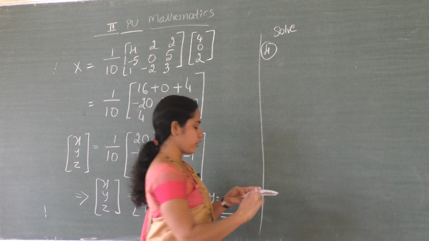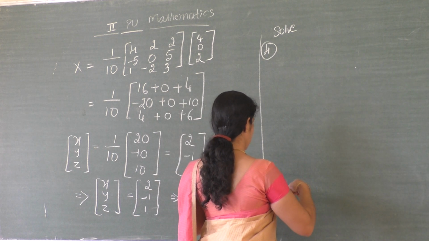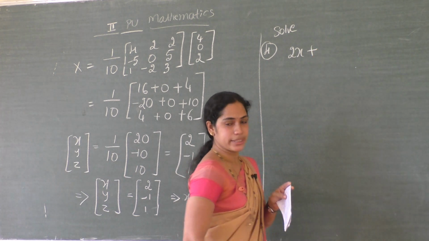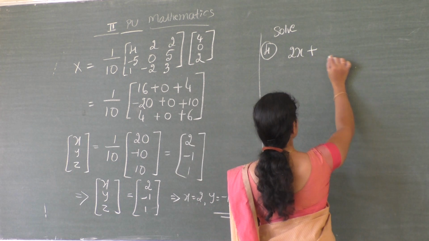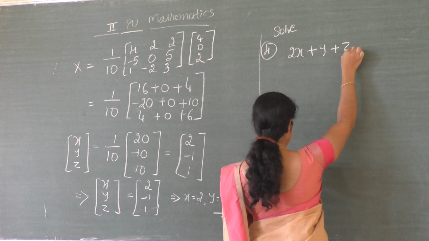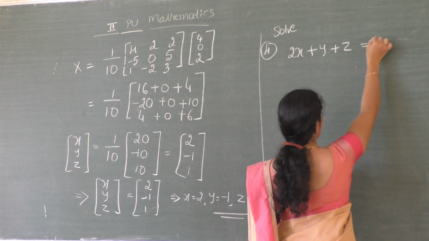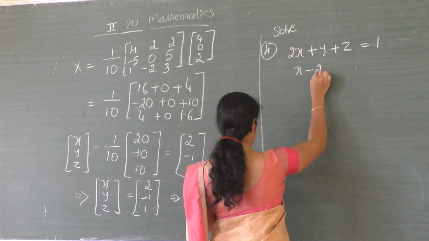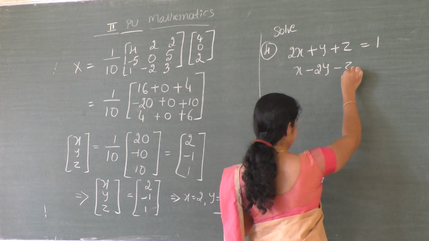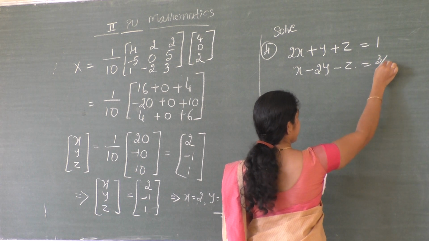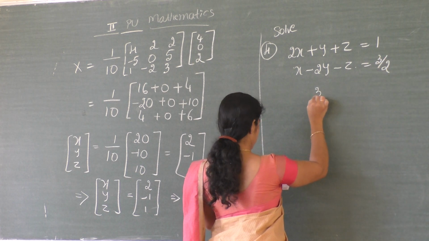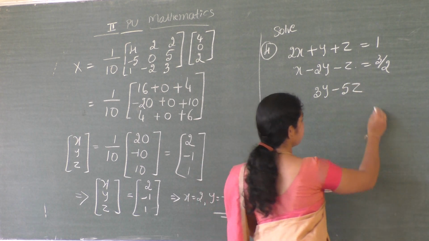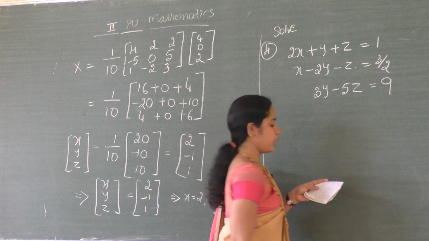system of linear equations using matrix method. 2x plus y plus z equal to 1, x minus 2y minus z equal to 3 by 2, 3y minus 5z equal to 9.